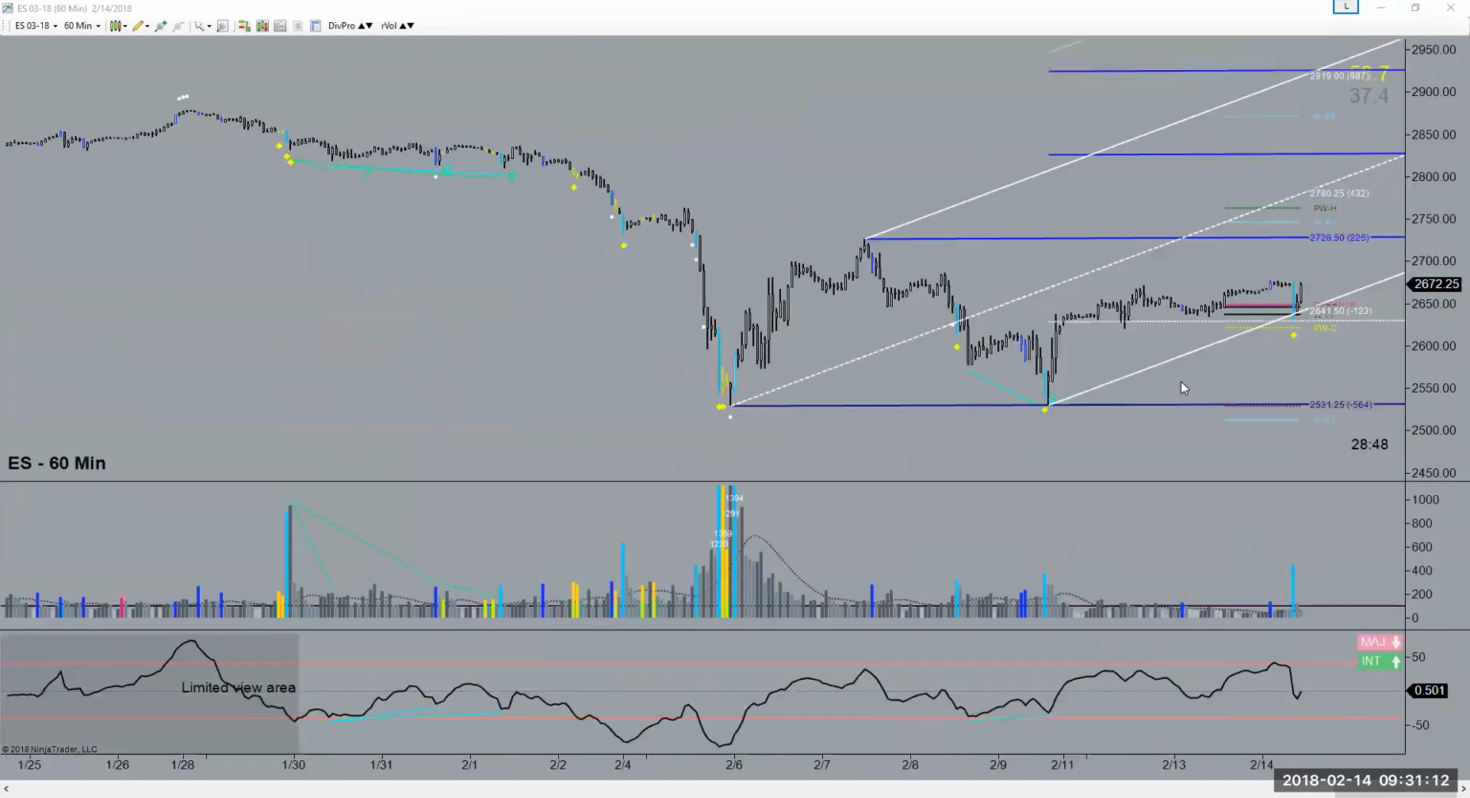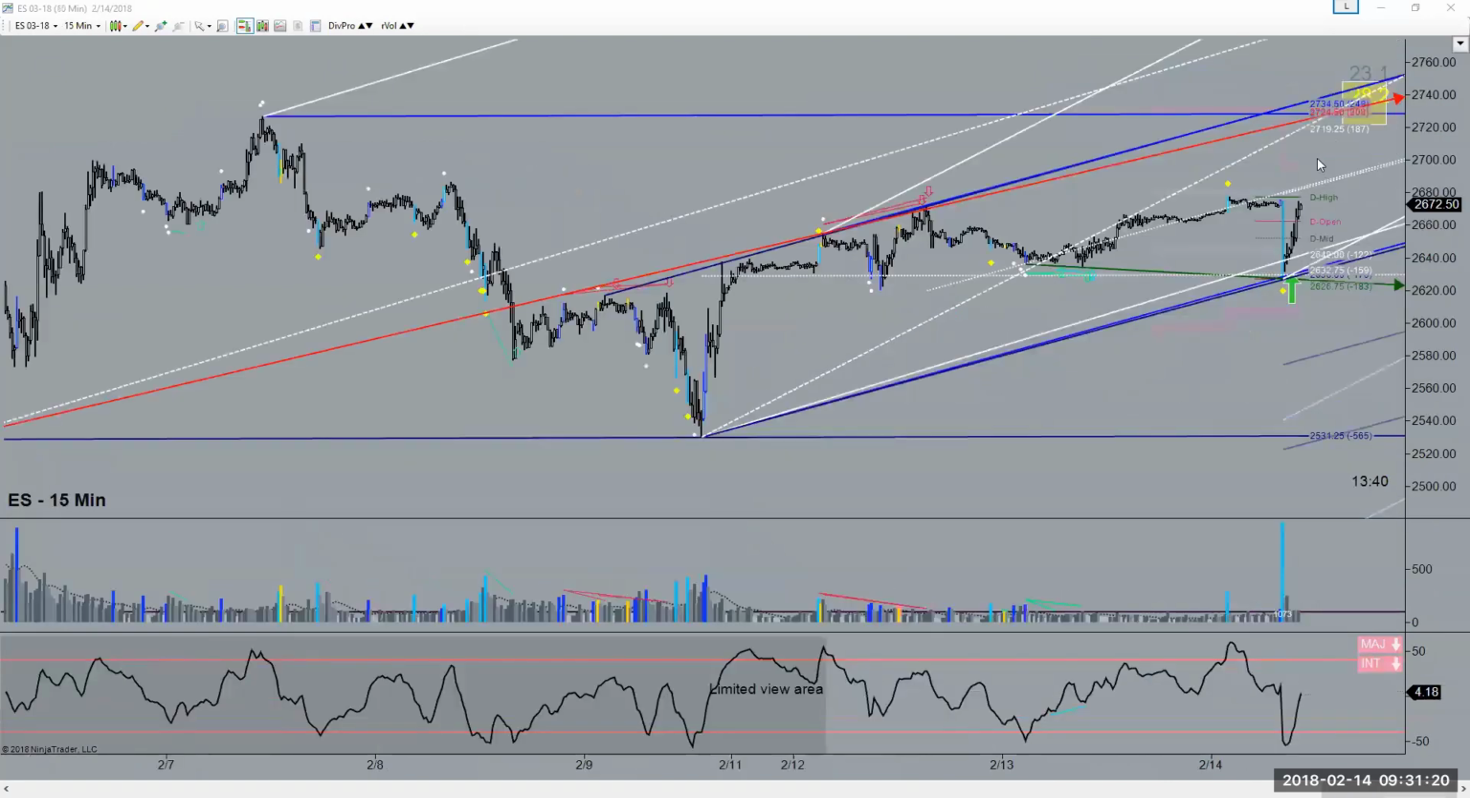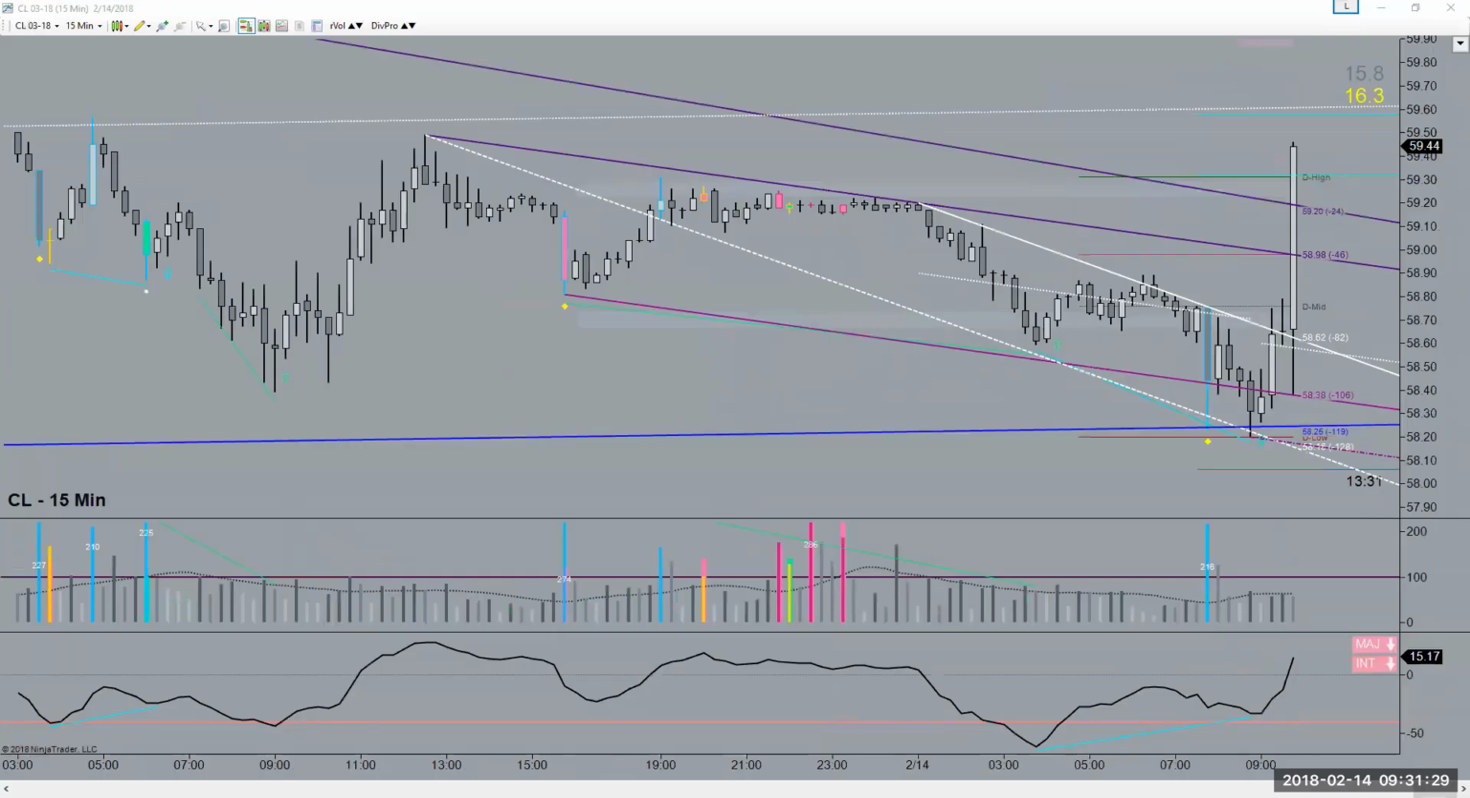I think ES is gonna make it all the way up. Is that another 250 ticks? It's looking pretty bullish up there, isn't it? Yeah. Up to here. Ooh, yeah, I should have held, huh?